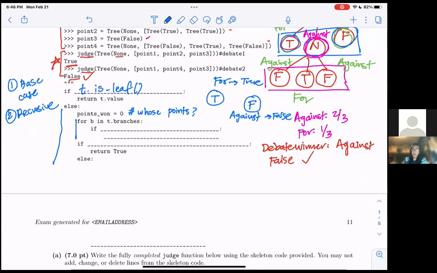Since we know that the judge function either returns true or false, it's a pretty safe bet to put in this very last blank, return false, which means in the context of this problem that the against side won a majority of the points, or there was a tie.